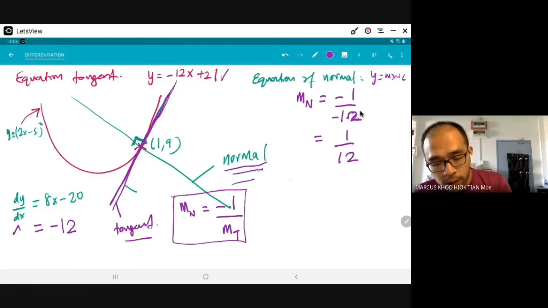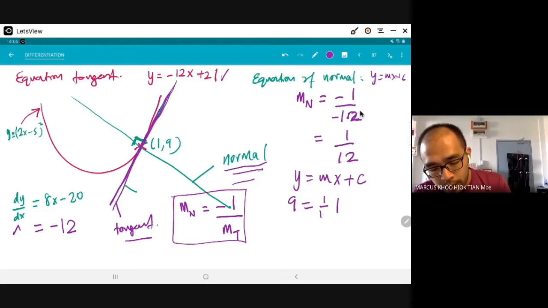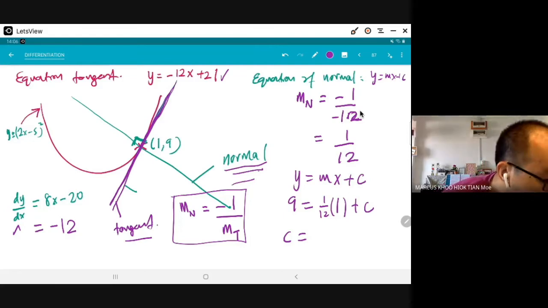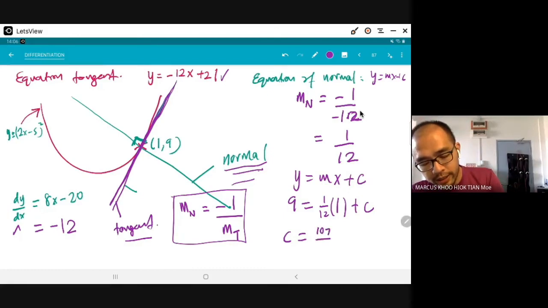So the equation of the normal will be y equals mx plus c. Our y and x is still the same, 9 and 1. But the m now is 1 over 12, plus c. Okay, I will get c equals 9 minus 1 over 12. I'll get about 107 over 12. What a ridiculously high number. So my equation of the normal will be y equals 1 over 12 x plus 107 over 12.